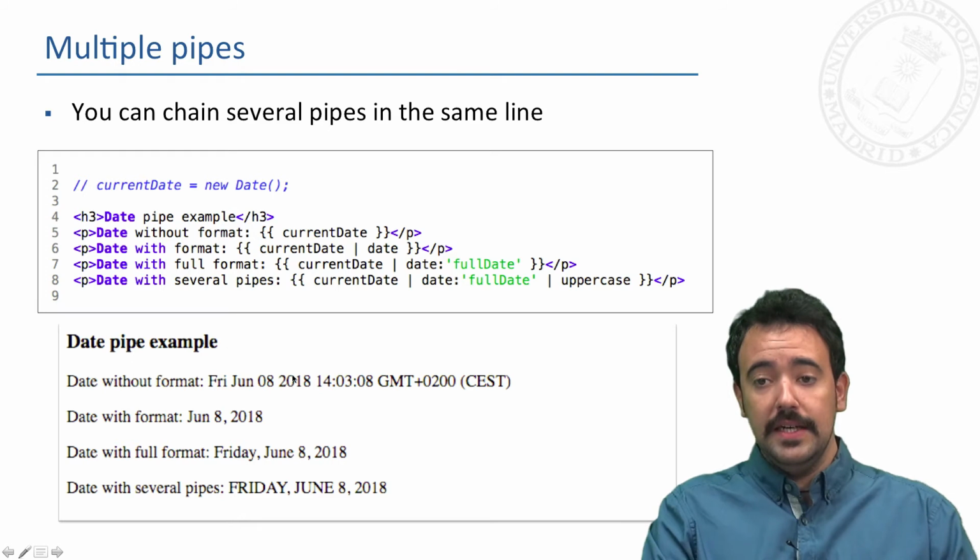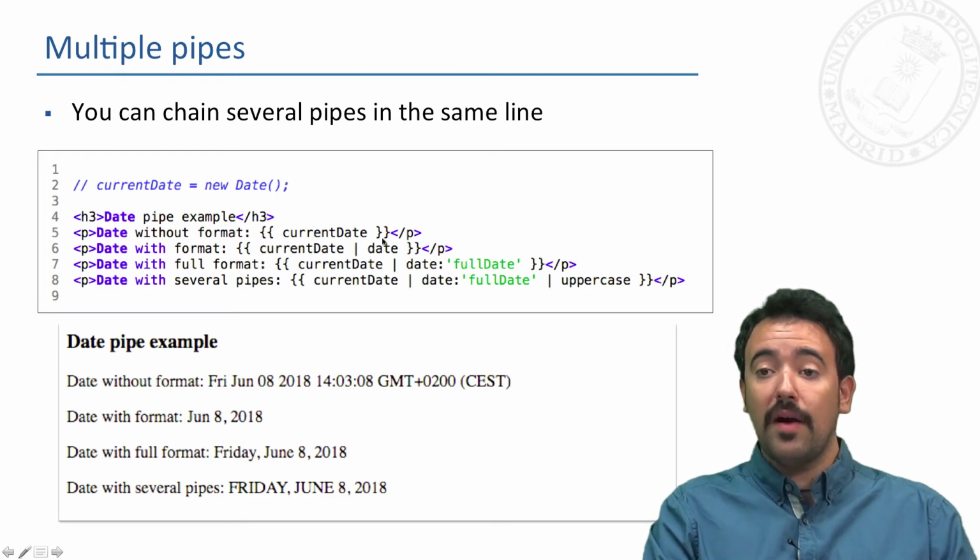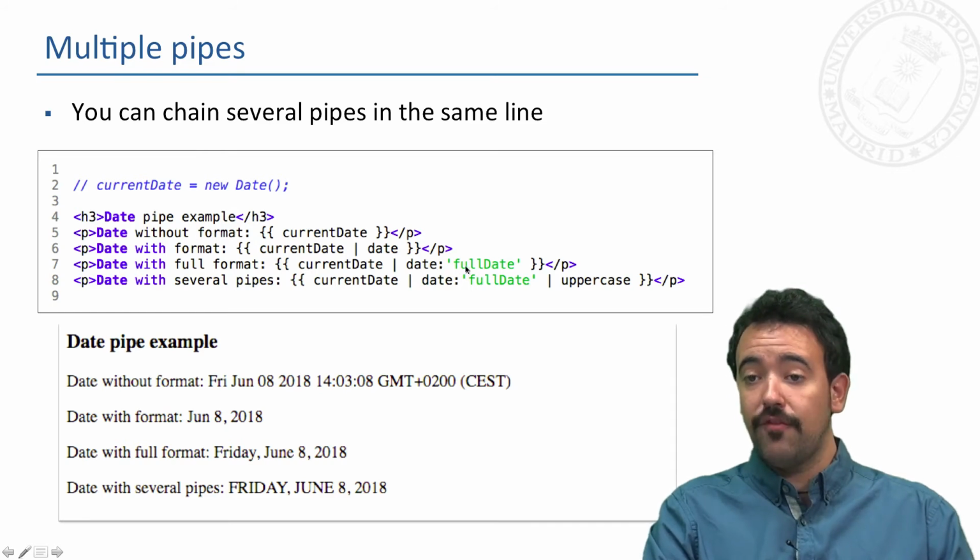First of all, the date without format, then the date with the default format of the date filter, then the date in the format applying the filter but with the full date parameter that puts also the day of the week, and then in the last line we are applying also a second pipe that puts the date in uppercase format.